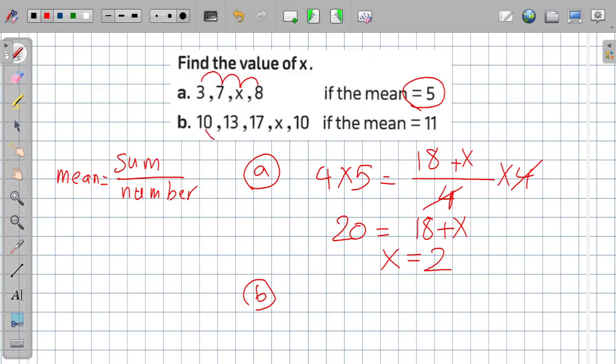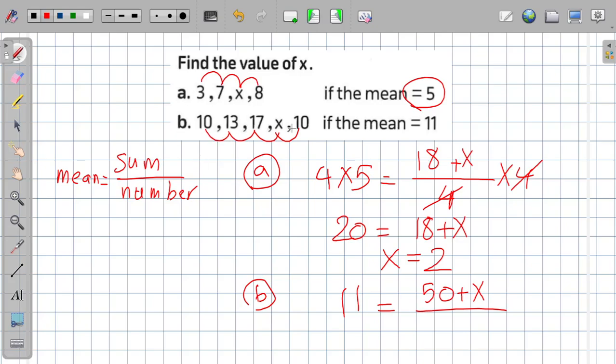I have 10 plus 13 plus 7 plus x plus 10. So the mean equals 11. So I will write 11 equals, and I have 10 plus 10 equals 20, 13 plus 17 equals 30. So it will be 30 plus 20 equals 50. So the numerator here, or the sum of all values, will be 50 plus x.